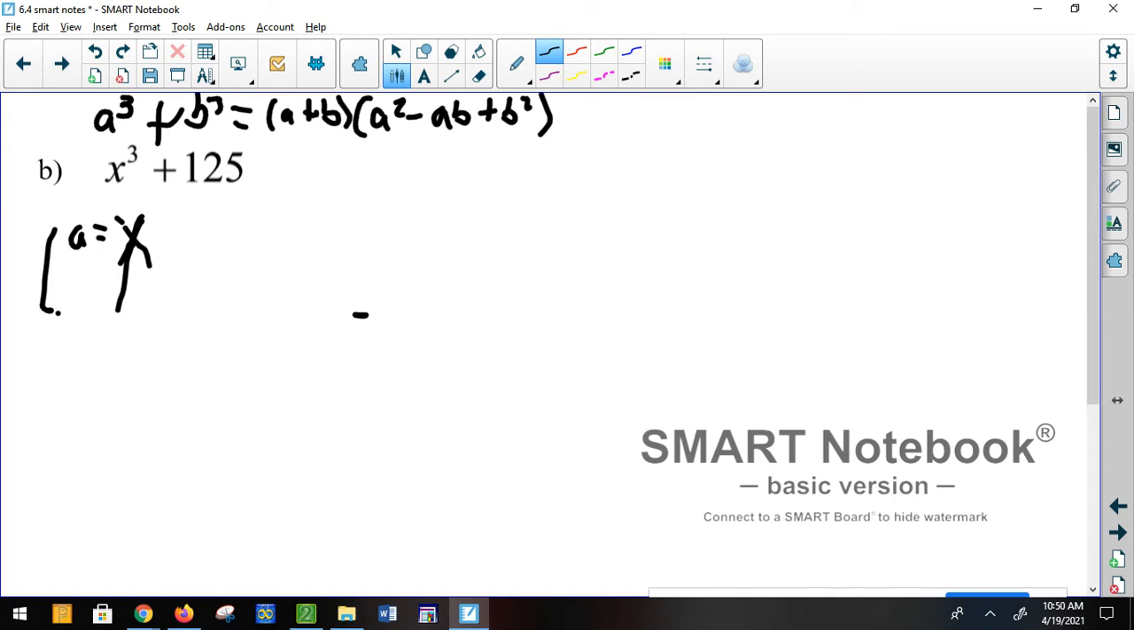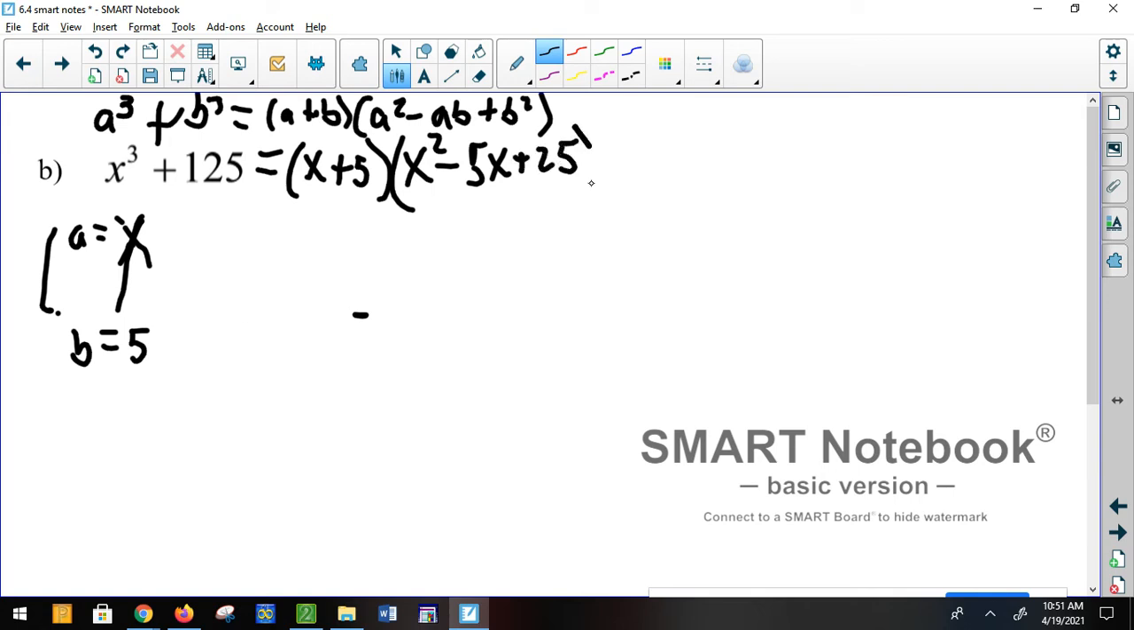a is going to equal x because the cube root of x cubed is x. b is going to be the cube root of 125. The cube root of 125 is 5. So a is x, so x plus b is 5. a squared is x squared. ab, so minus ab is going to be 5x. And then b squared is 5 squared, so 25. All right, and then that's it.